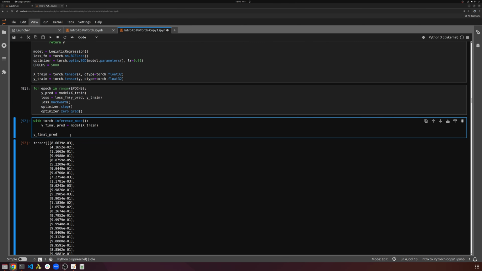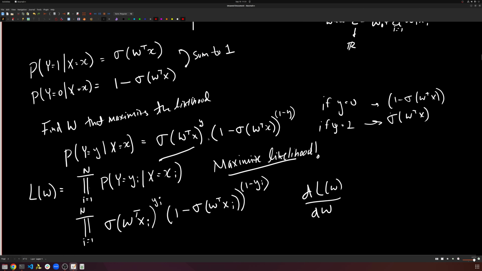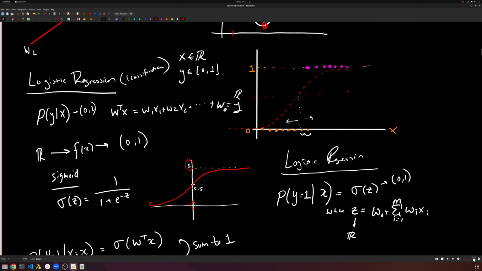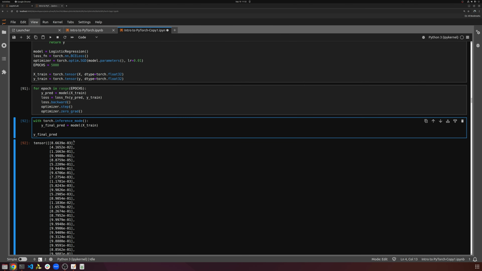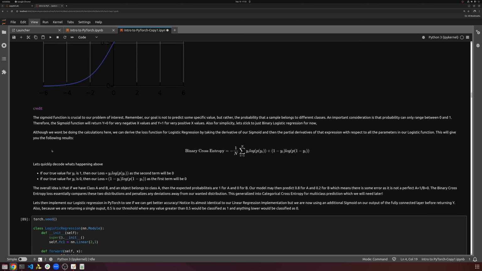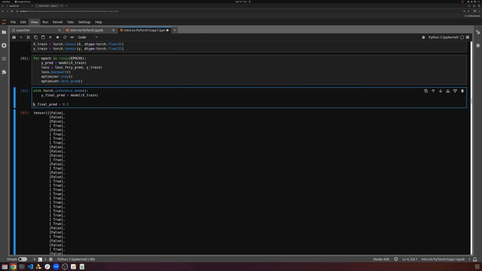So we talked about this, but if we take a look at our sigmoid function again, where'd it go? Here. If we're above 0.5, then we're predicting 1. And if we're less than 0.5, then we're predicting 0. So let's do that. If we're greater than 0.5, you can see some are false, some are true, whichever one's greater, whichever one's less.